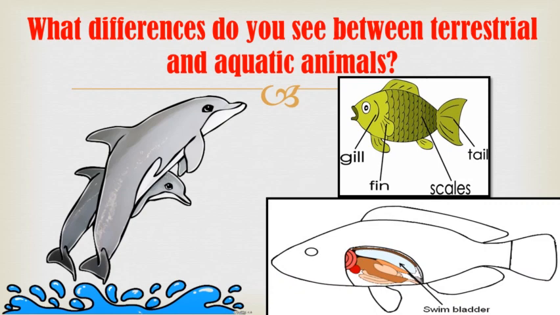Students, you can observe in the third picture a swim bladder. It is also known as an air bladder. And this air bladder contains a gas, usually oxygen gas, and enables fishes to maintain their depth without floating upward or sinking into water. So this was about the fishes.